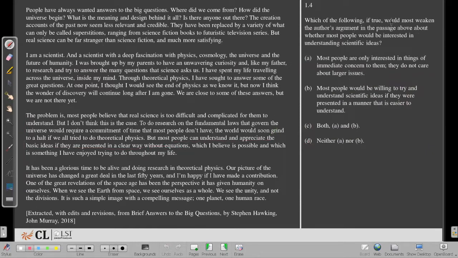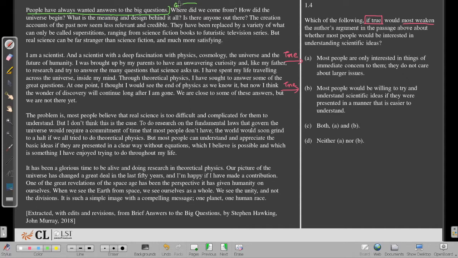1.4. Which of the following, if true? Now, whenever it says if true, I have to think of additional evidence that is present, and take these two things to be true. If A is true, what is going to happen? If B is true, what is going to happen? Which would most weaken the author's argument in the passage above, whether most people would be interested in understanding scientific ideas. The author says that people always wanted answers to big questions. So people are interested in big ideas. So we now have to attack that by saying that people are not really interested in these big questions.